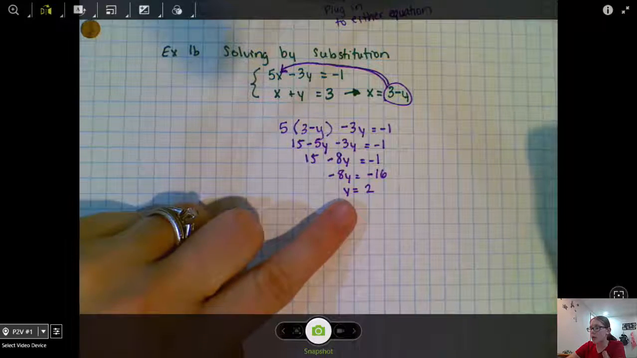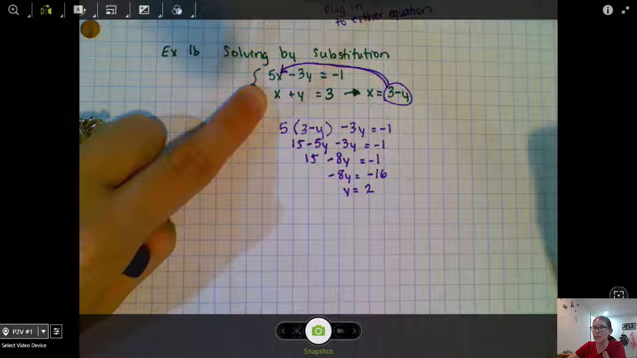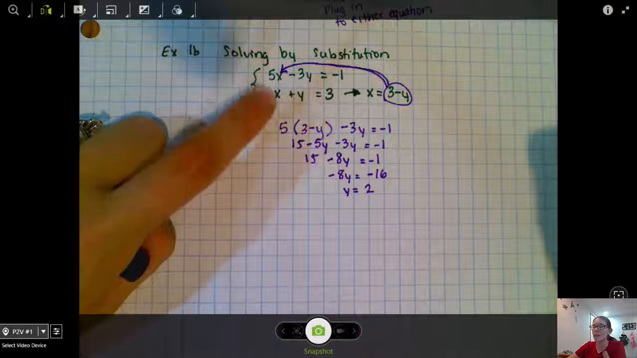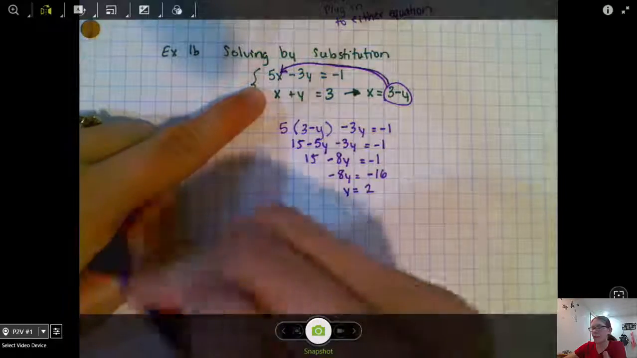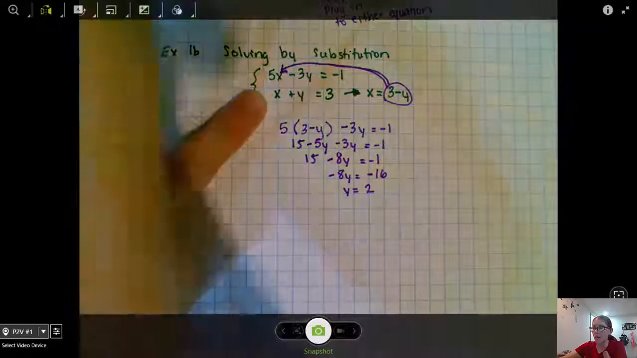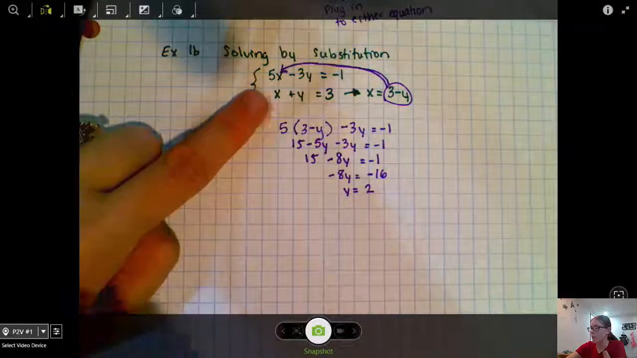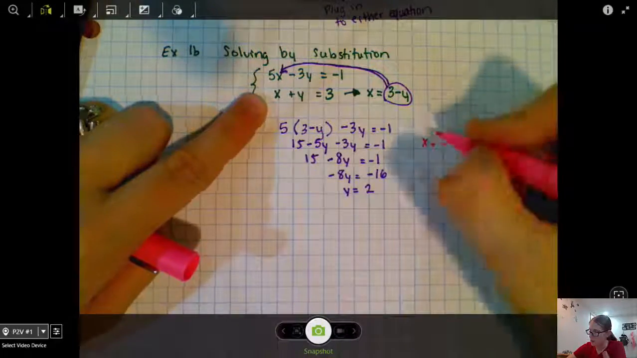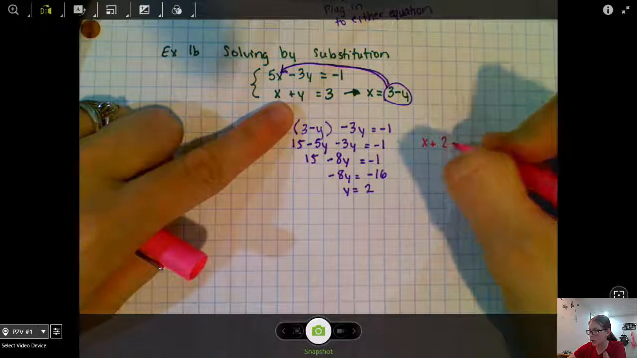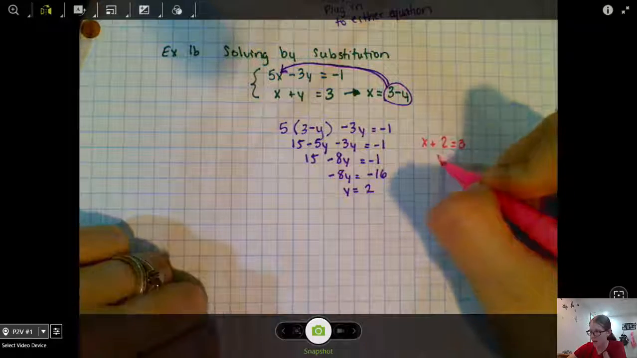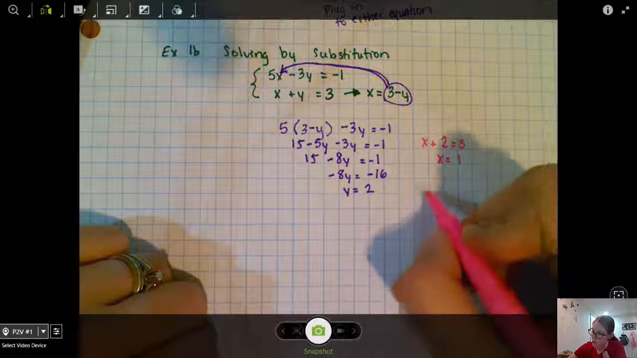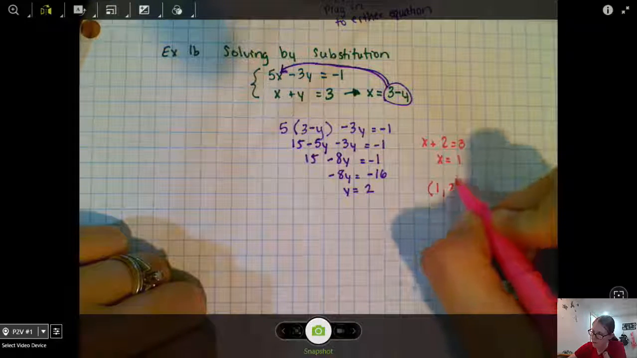And just looking at my two equations here, 5x minus 3y equals negative 1, and x plus y equals 3, this bottom equation looks like it's going to be a lot easier to plug my value in. So I'm going to use this bottom equation, x plus y, but we know y is 2, equals 3. Subtract 2 from both sides, we get x equals 1. So my ordered pair is 1, 2.